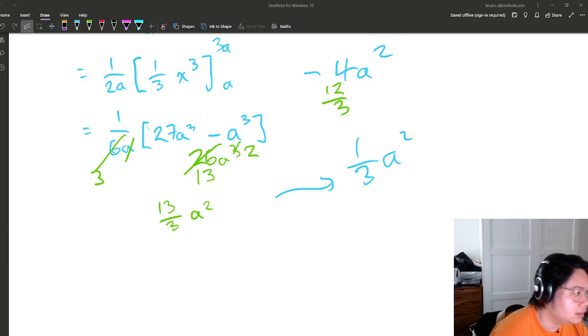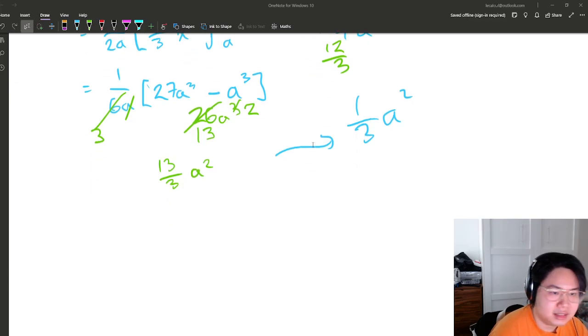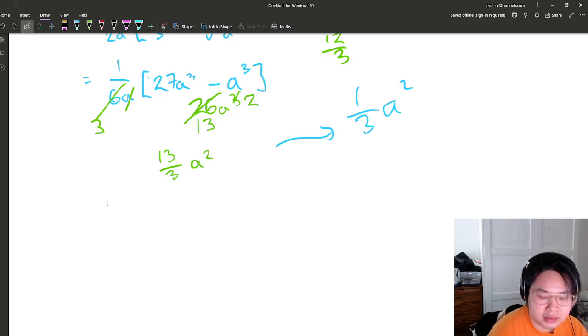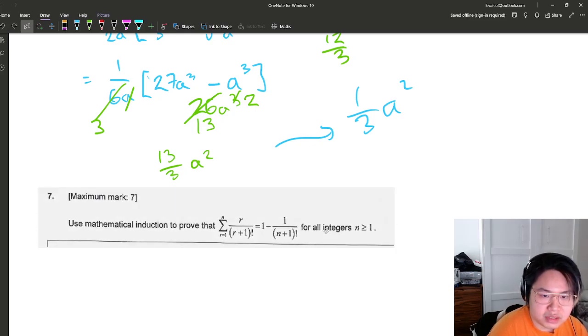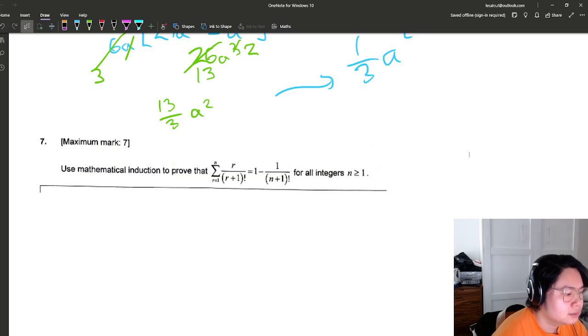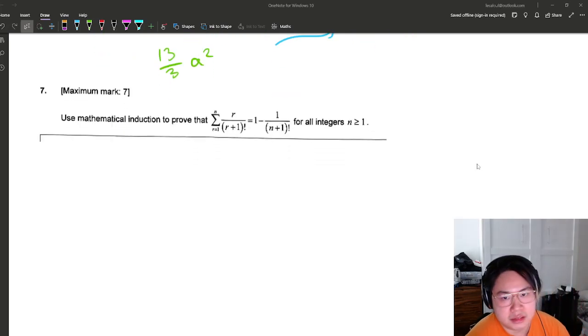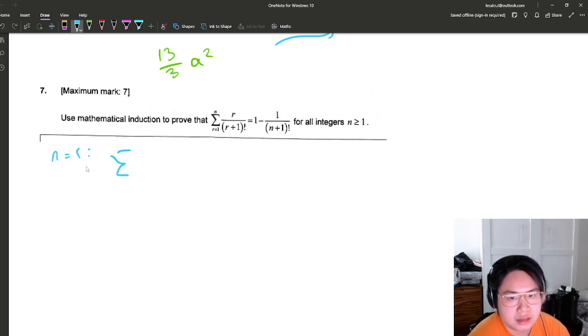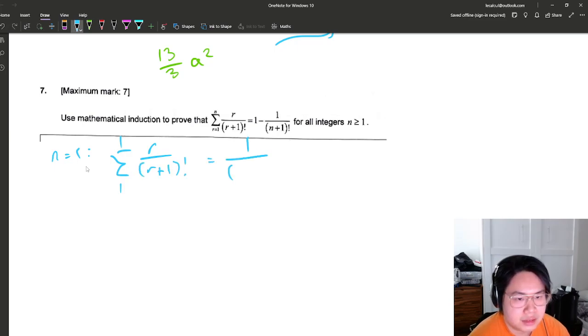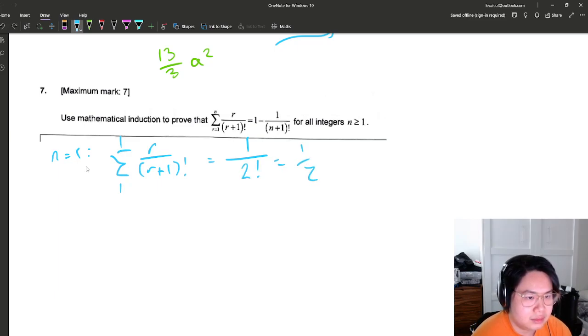Induction is looking like it's next. And it's a summation induction, so those are pretty easy to have your assumption show up. Okay, so step 1. N equals 1. So this is from 1 to 1 of this. So that's 1 over 2 factorial, which is 1 over 2. And then on the other side, we have 1 minus 1 over 2 factorial, which is also 1 over 2. So both sides are the same, so it's true.